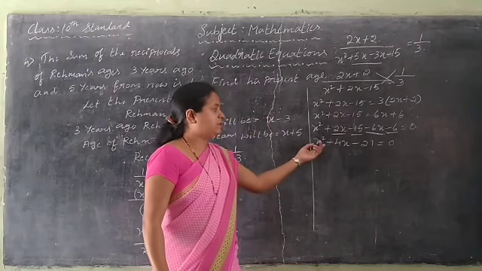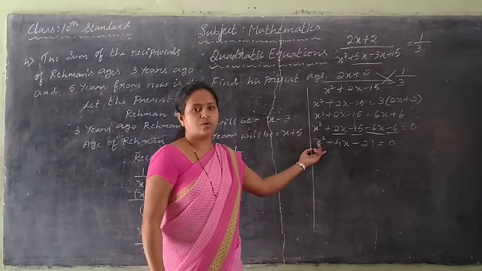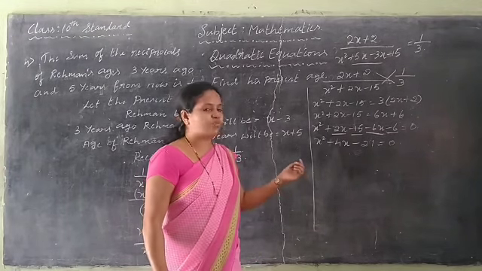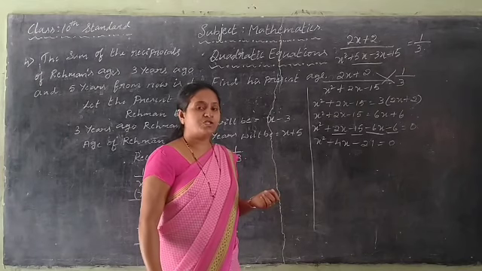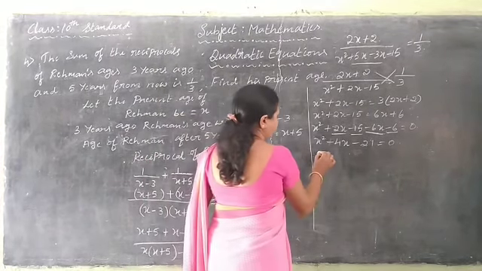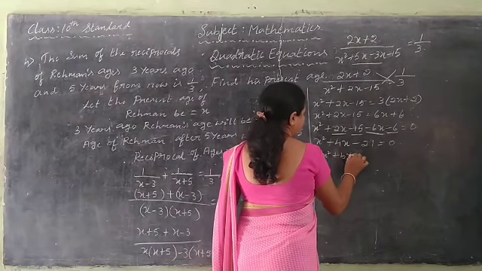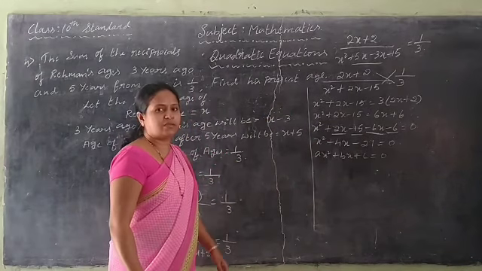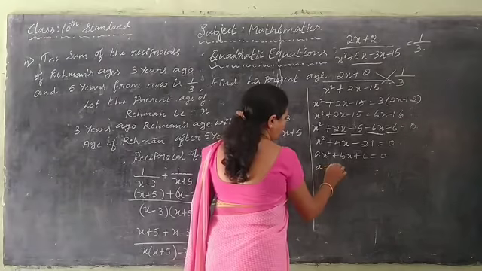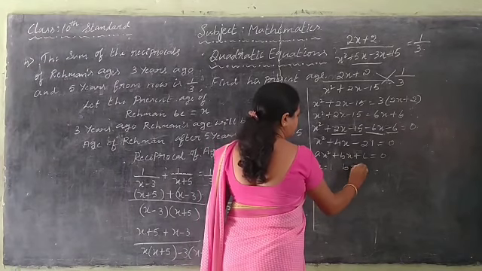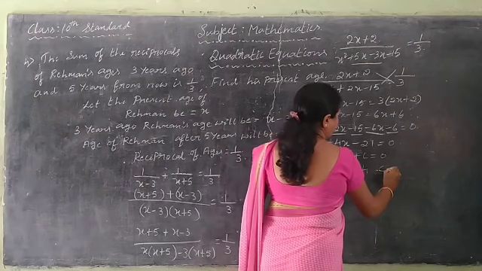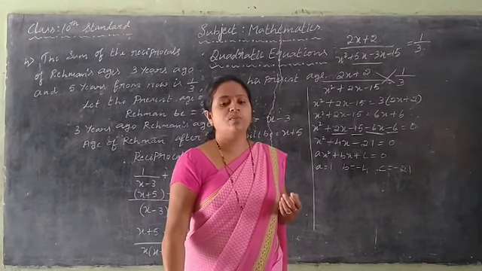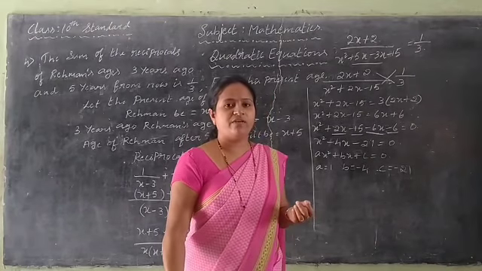Now see properly, the quadratic equation is now formed. Now let's solve this equation by the formula method. First, we have to compare with the general form of a quadratic equation: ax square plus bx plus c is equal to 0. What is the value of a? a is equal to 1. Then b is equal to minus 4. c is equal to minus 21. Got it? a is 1, b is minus 4, c is minus 21.